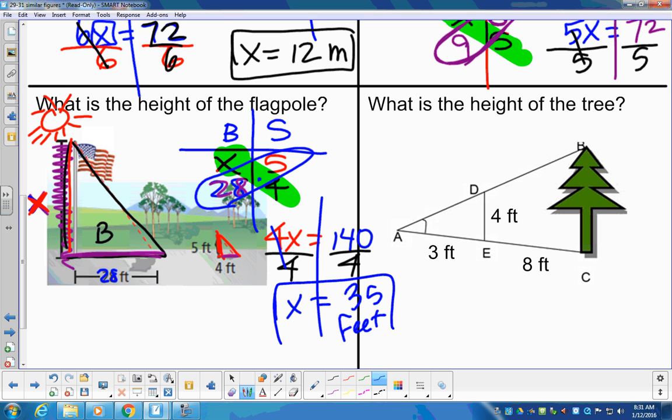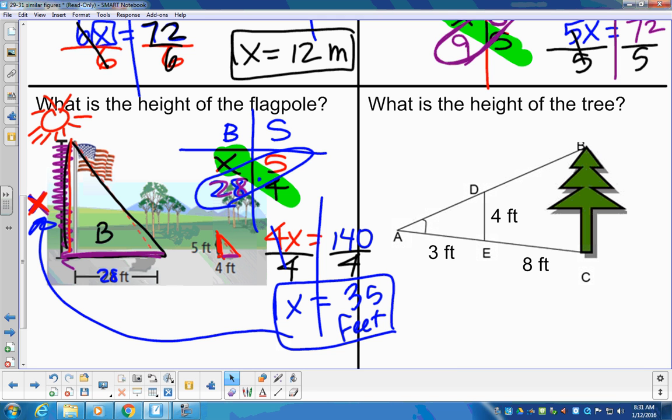So the beauty is we are able to find the height of this flagpole of 35 feet without ever having to climb the flagpole, which would be dangerous. So that's an example of a flagpole that's going to be on the MCA test for sure. Something like that. How do you feel about that? Okay. Let's take a look at this other problem over here.